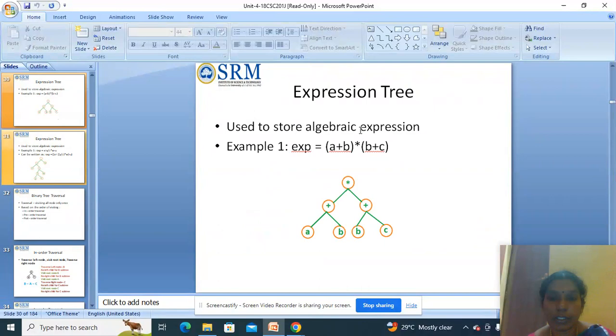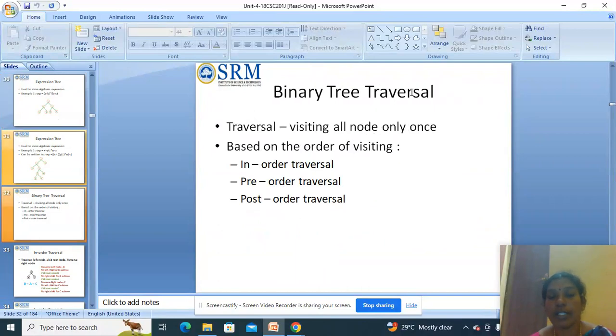Okay, next we are going to discuss binary tree traversal. What is meant by tree traversal? I think you all know what travel means. You are visiting from one place to another place, that is called traveling. Likewise, in the tree we are going to visit the nodes from one node to another node, that is called traversal. Tree traversal means we have to visit all the nodes in the tree exactly once.